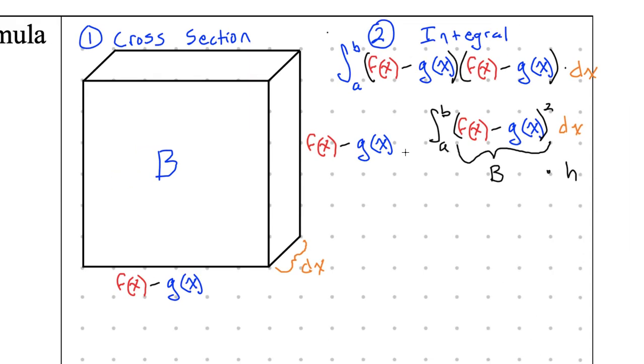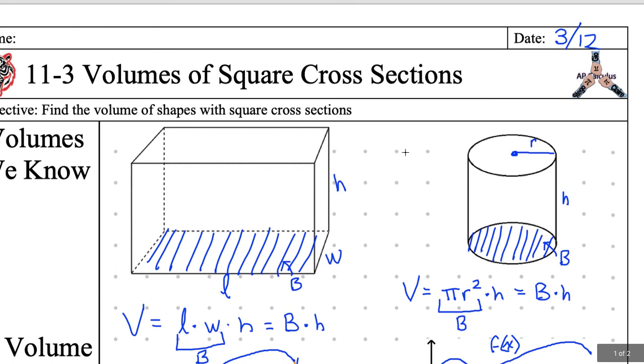All right, can you guys give me a fist of 5? How well do you think that you can find the volume of shapes with square cross sections? 3, 4, Gio, do you got? 0. All right, thank you guys.